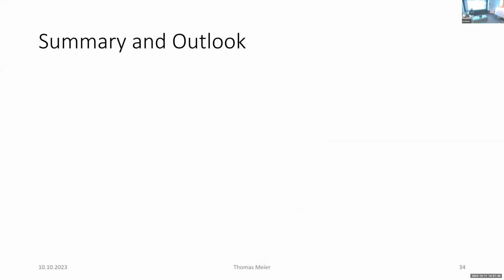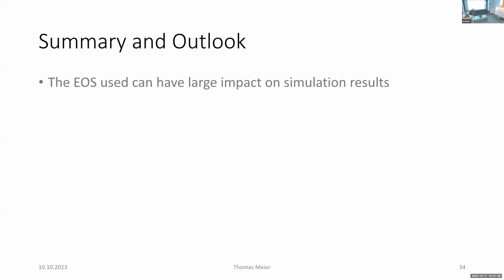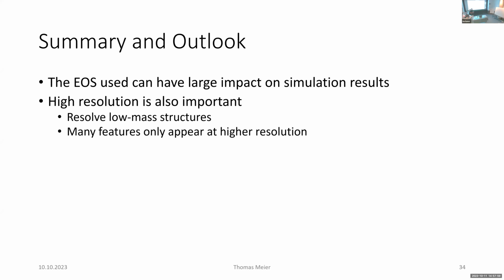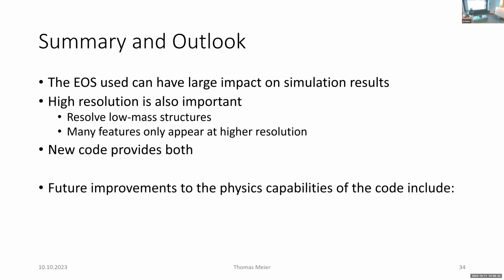And with that, I come to my summary and outlook. As we've seen, the equation of state has a large impact on simulation results. So we really want to use these modern equations of state. And high resolution is also important to resolve low mass structures. As we've just seen at the end, some features only appear at high resolution. They're just absent at low resolution. And yeah, the new code provides both. We have the equations of state and we have the resolution. And now the question is, what do we do now?